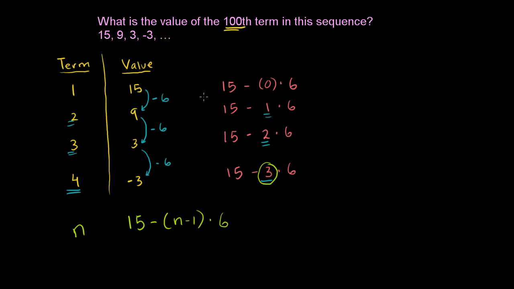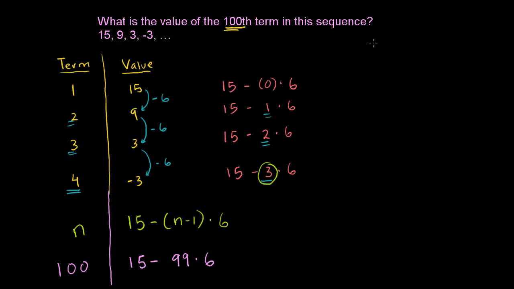So if you want to figure out the 100th term of this sequence, I didn't even have to write it in this general term. You could just look at this pattern. The 100th term in our sequence, I'll continue our table down, is going to be 15 minus 100 minus 1, which is 99, times 6. I just followed the pattern. For 1, you had a 0 here. For 2, you had a 1. For 3, you had a 2. For 100, you're going to have a 99. So let's just calculate what this is.